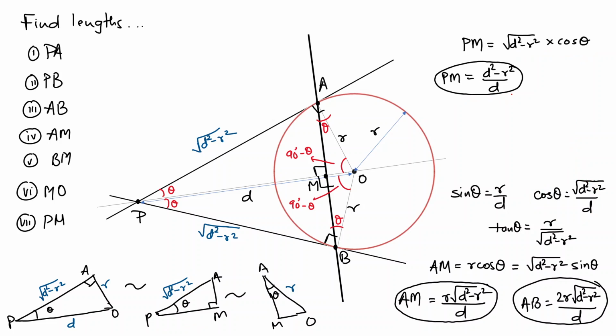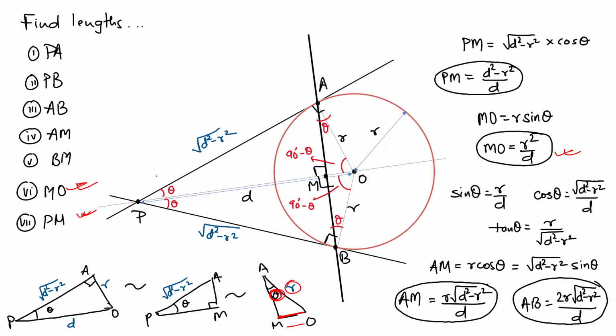Okay, how about now OM or MO, whatever you call it? MO is r sine theta. This is the perpendicular relative to this theta. So r sine theta, you've got it as r squared by d. So we have got PM and OM also. So we have calculated all the lengths and all the angles because of that. So you see, if something follows from some given information, then it should be deterministic using the previous information.